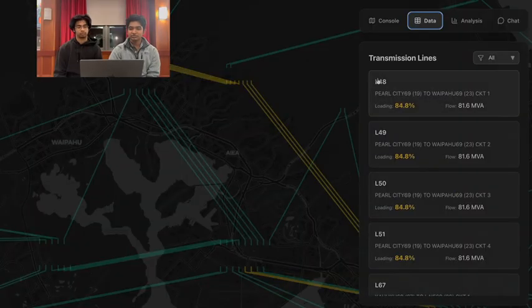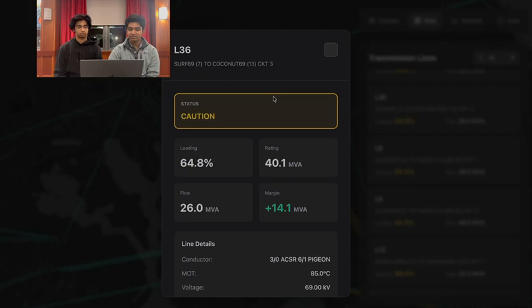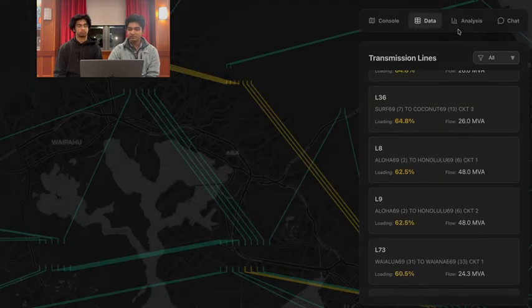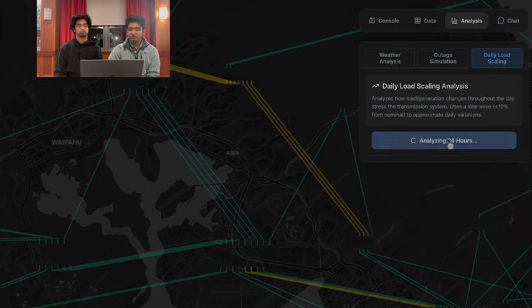We also give them very important inputs on the top lines that require attendance at a given time. In our data section, you can see our total transmission lines. And within the transmission lines, you can see the status of it, the loading percent, the rating, the flow, and the margin.